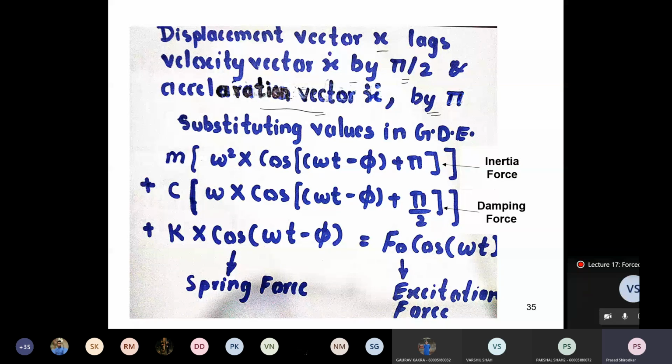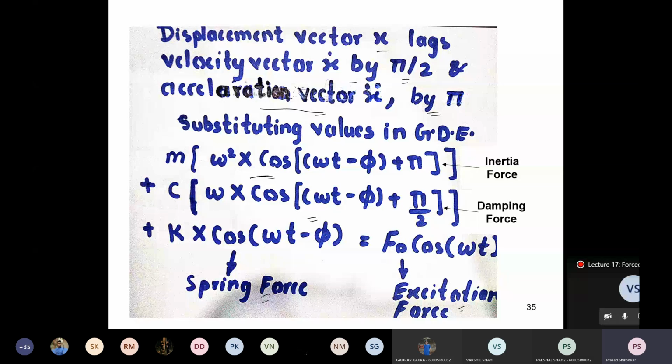So the displacement vector is always lagging, and we substituted these values in the governing differential equation and partitioned the equation into three components on the left hand side. One is the inertia component, that is the inertia force. Second is the damping force, and third is the spring force. On the right hand side you have the excitation force.